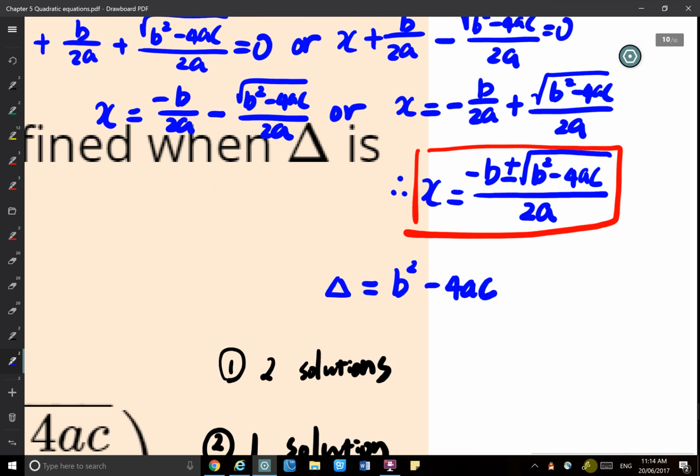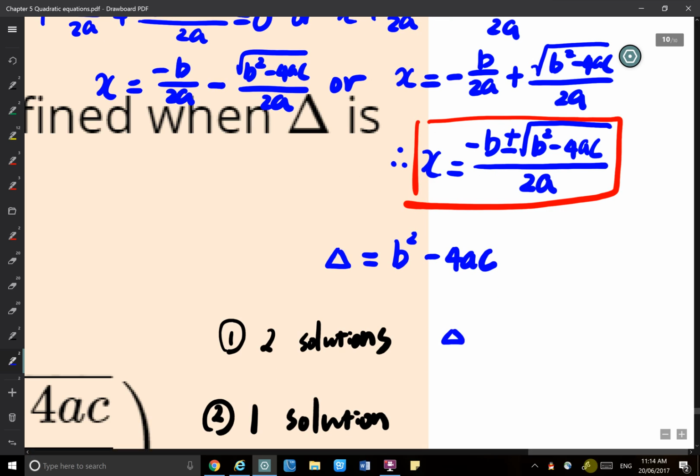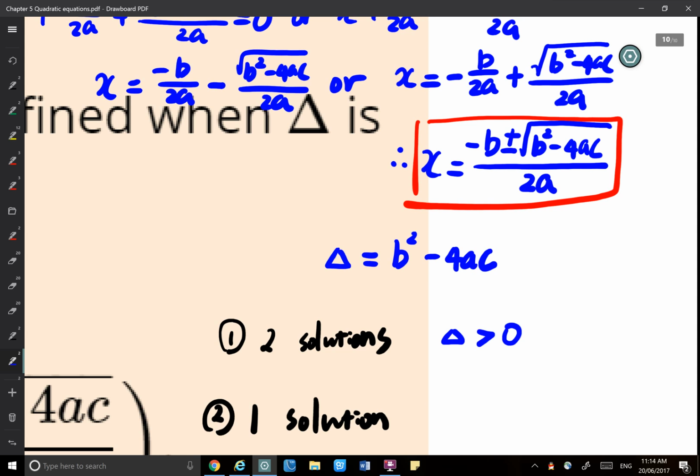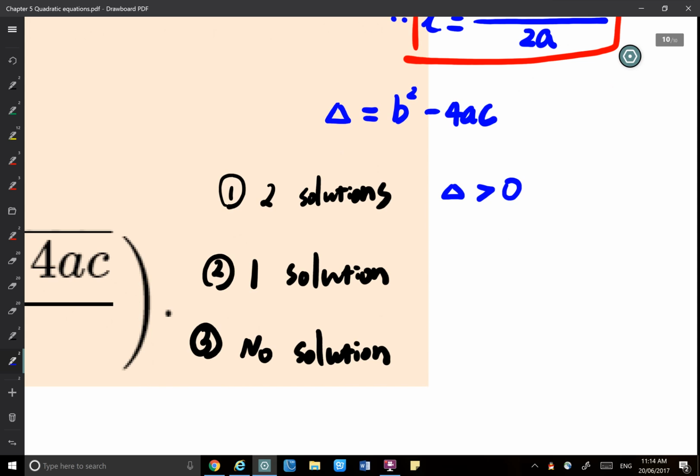Okay, if b squared minus 4ac is greater than 0, you definitely can find the square root of a positive number. And when you add that number and subtract that number, it will give you 2 different solutions. You will have 2 solutions when the discriminant is greater than 0. In other words, b squared minus 4ac greater than 0.